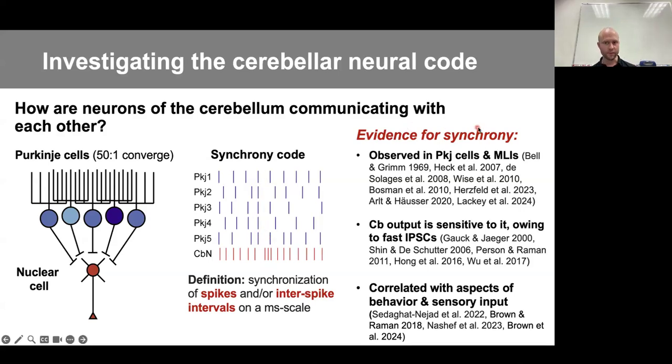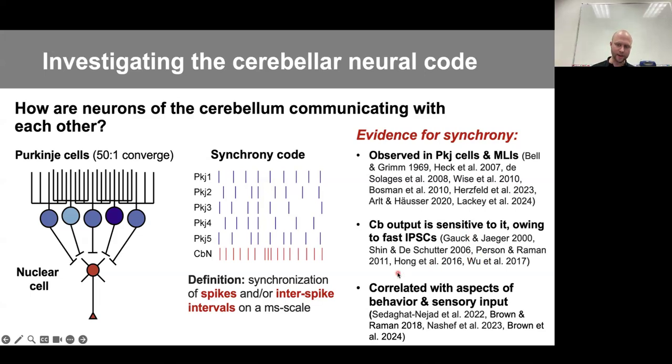And so what evidence do we have for synchrony? Synchrony has been observed a number of times in Purkinje cells between their simple spikes, but also in MLIs because of electrical coupling. We also know from modeling studies and dynamic clamp studies in vitro that cerebellar output neurons are actually quite sensitive to Purkinje cell synchrony, and this is owing to the fast IPSC kinetics that are observed in cerebellar nuclear cells from Purkinje cell input.